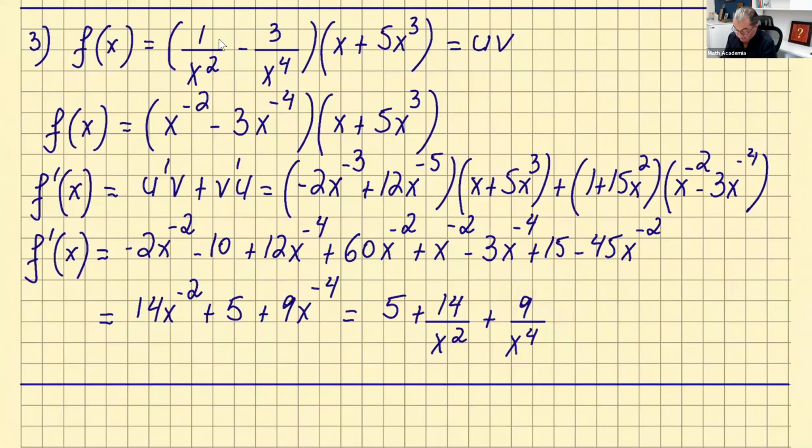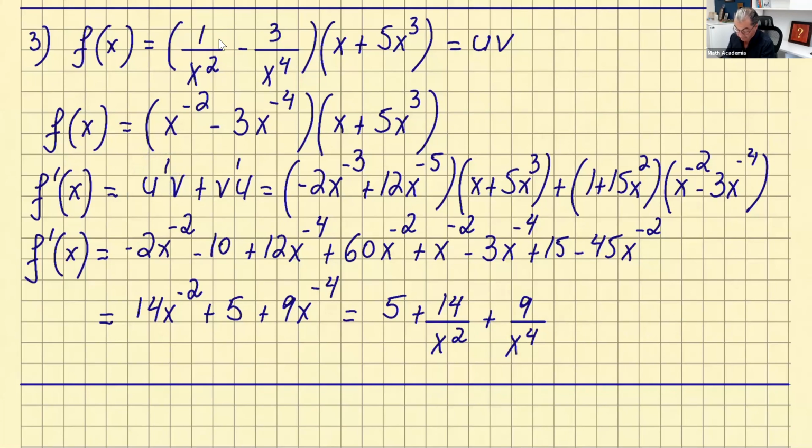So let's do this example number 3. This is our u, 1 over x squared minus 3 over x to the 4th power, and this is our v. So to take the derivative of that, you need to write it in a way so you can use the power rule. So 1 over x squared is x to the power of negative 2, and negative 3 over x to the 4th is negative 3x to the power of negative 4. This is okay. So let's start our u prime v plus v prime u. You don't have to write u, v, u prime, v prime. You can just do it from here.